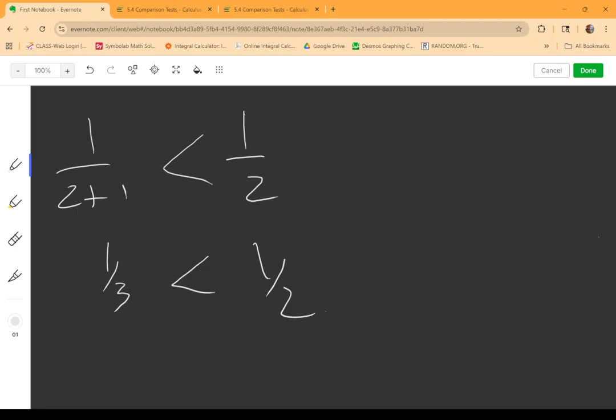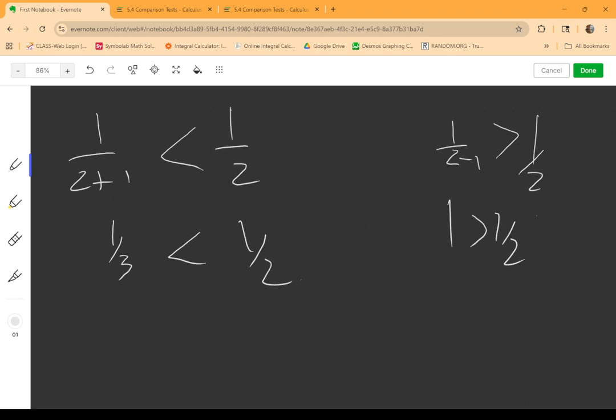And vice versa, if we're subtracting, then subtracting makes it bigger. 1/2, that becomes 1, which is in fact bigger than 1/2. Okay, so just keep in mind those two operations when dealing with the comparison test.